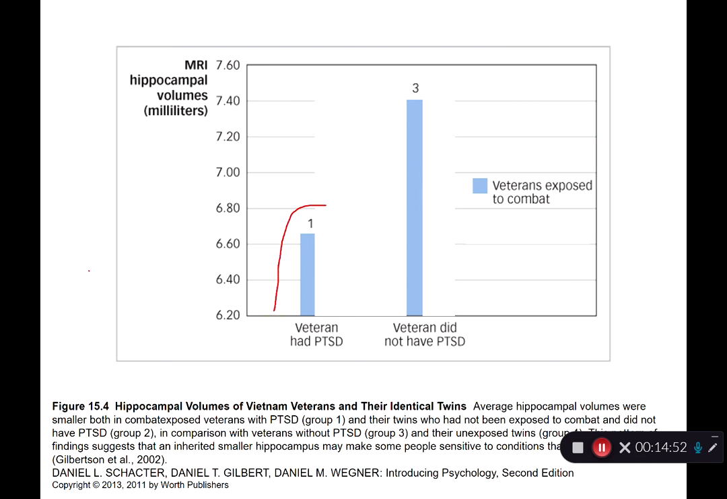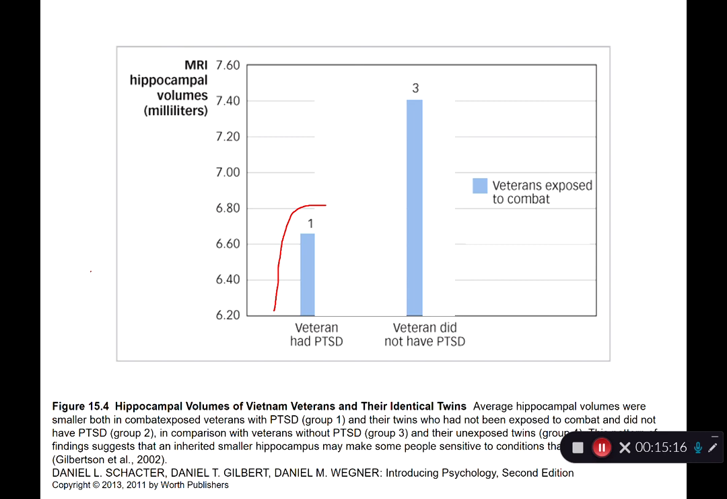had smaller hippocampi than veterans who did not have PTSD. There was a difference in brain structure between individuals with PTSD and those without PTSD. Now, both of these groups had been exposed to combat.